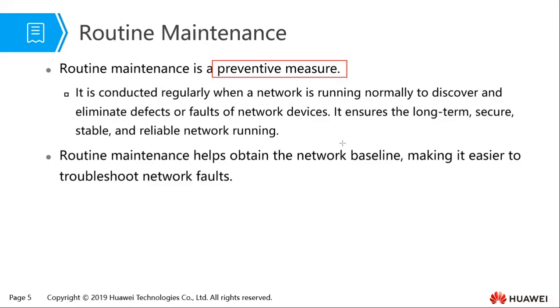When you talk of network baselines, we mean things like the normal network parameters or working conditions, for example, the temperature of the room, the humidity, the cleanliness of the room, performance of the devices, security, and so on and so forth. The purpose is to make it easier to troubleshoot network faults. So that's why we do routine maintenance.